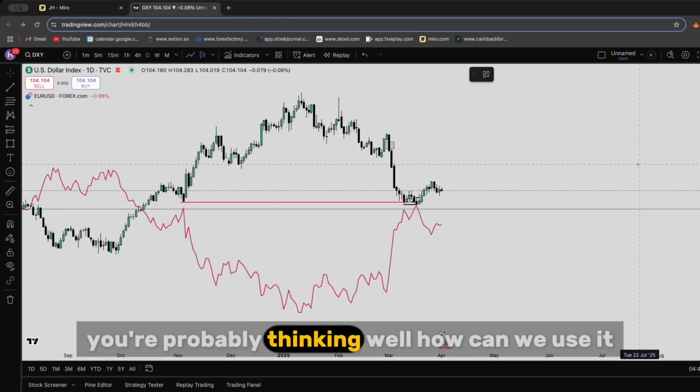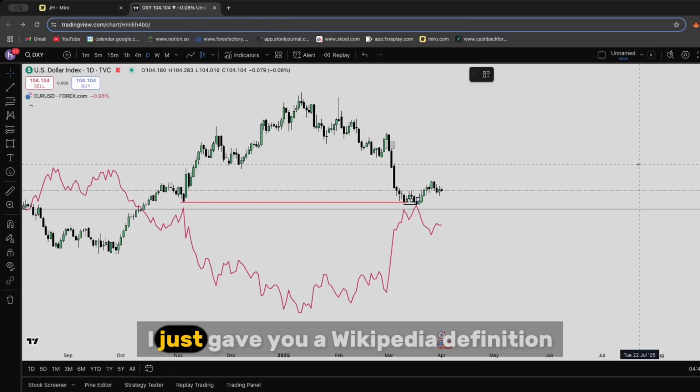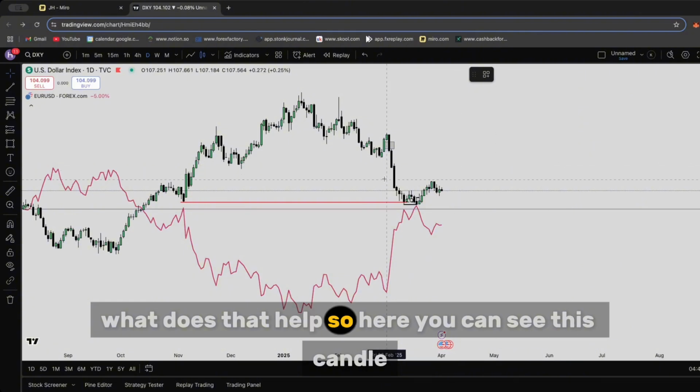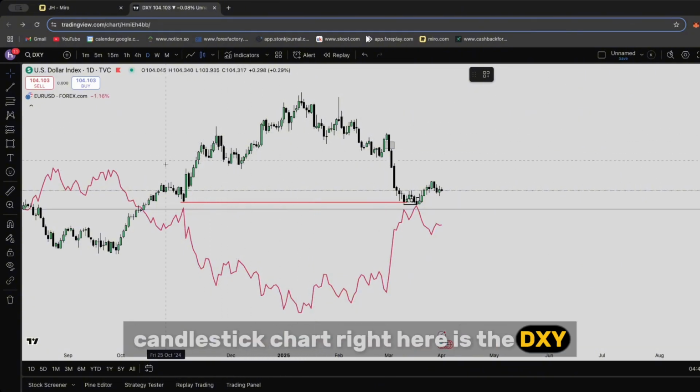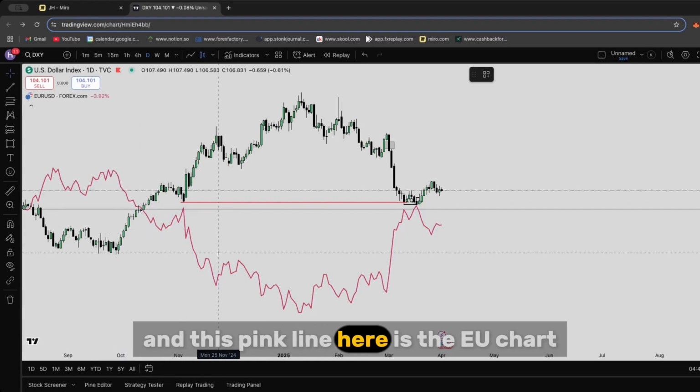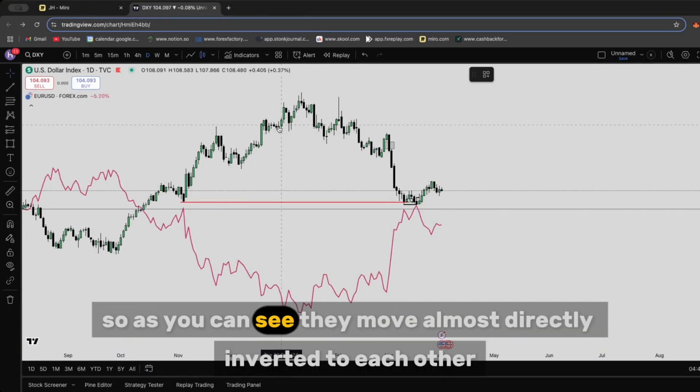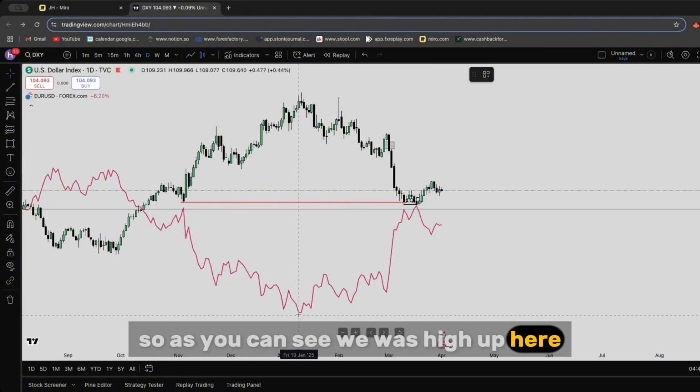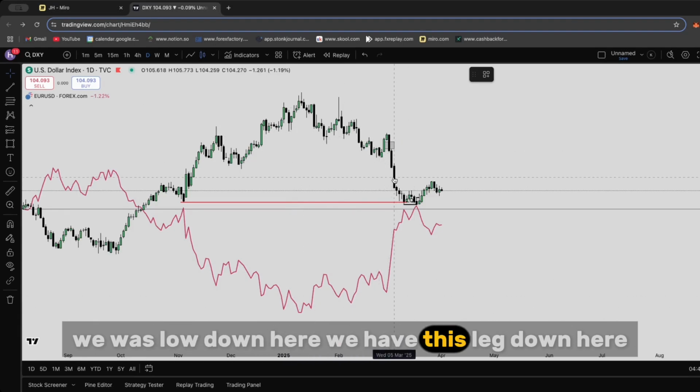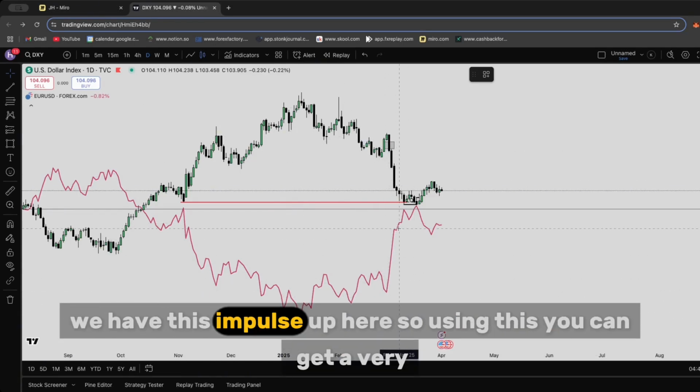Okay, so now I've given you a little explanation as to what DXY is. You're probably thinking, well, how can we use it? I just gave you a Wikipedia definition. So here you can see this candlestick chart is the DXY, and this pink line is the EU chart. As you can see, they move almost directly inverted to each other. We were high up here, low down here, we had this leg down here, and this impulse up here.